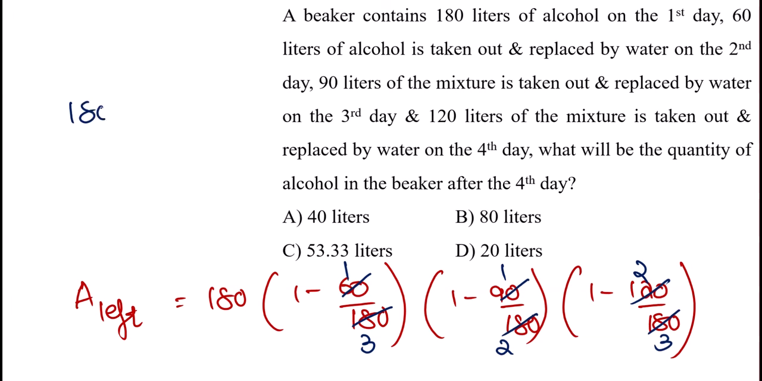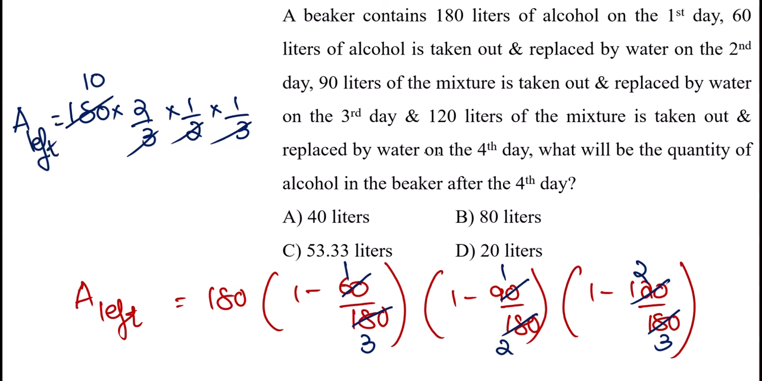Now 180, 1 minus 1 by 3 is 2 by 3. This is 1 by 2, here 1 by 3. 18, this will give 10, 10 into 2, 20 liters. So alcohol left after all this process is 20 liters.